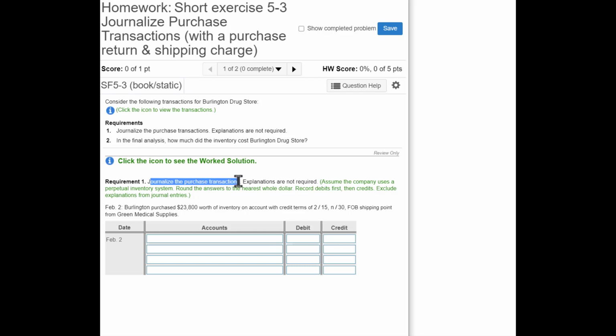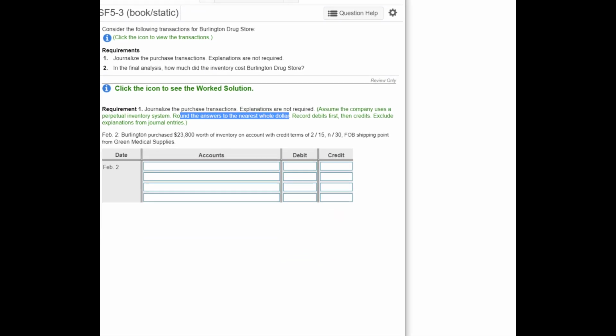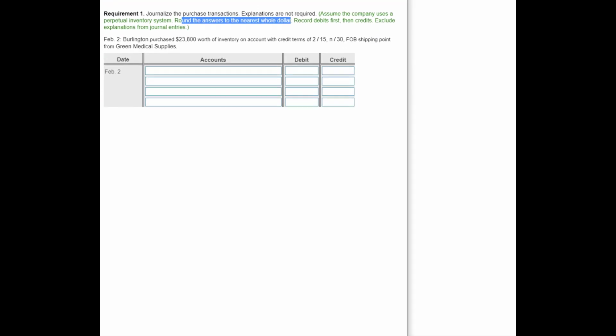Journalize the purchase transactions. Explanations are not required. Assume the company uses a perpetual inventory system. Round the answers to the nearest whole dollar. Record debits before credits. So let me move this up so we can get more on the screen.